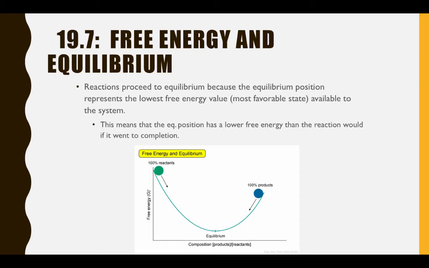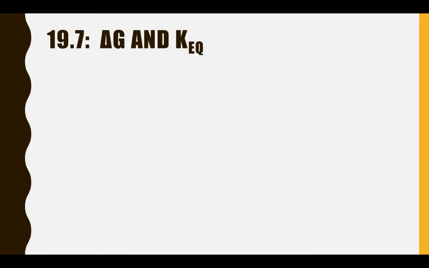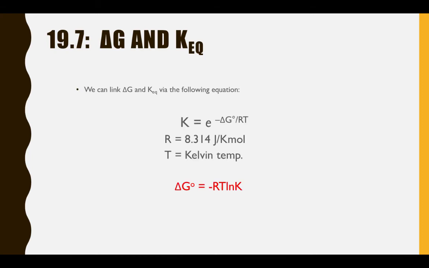Here's a diagram to help us understand this. Previously, we were looking at situations where 100% products was the lowest free energy state. However, if a reaction has a free energy state lower than that of 100% reaction or 100% product, it will establish equilibrium. We can relate the change in free energy to our equilibrium constant via the equation shown here.